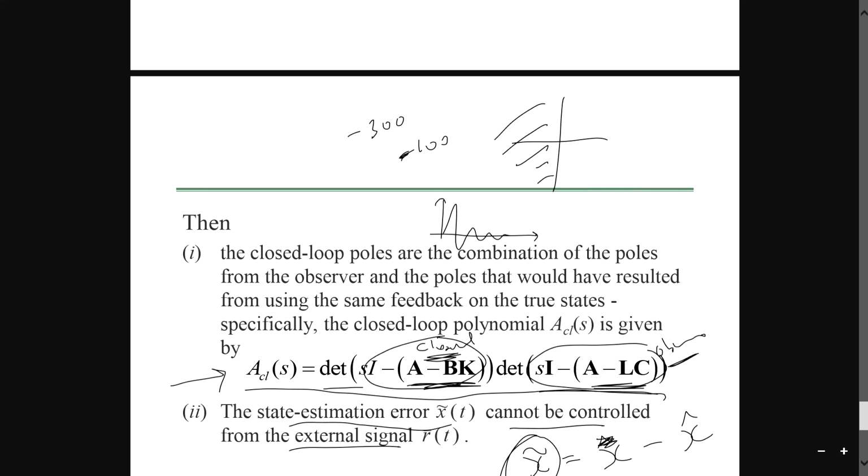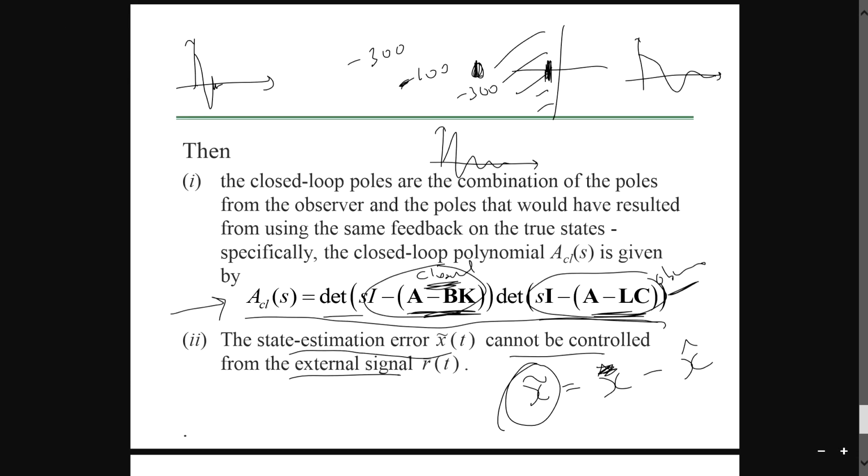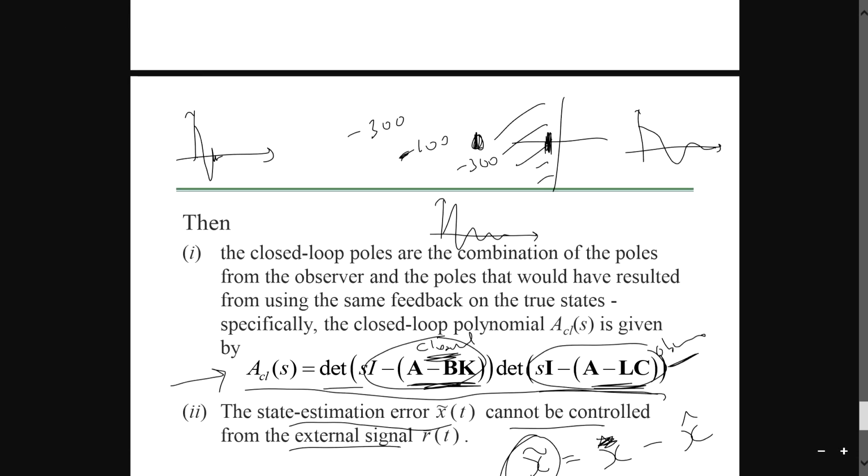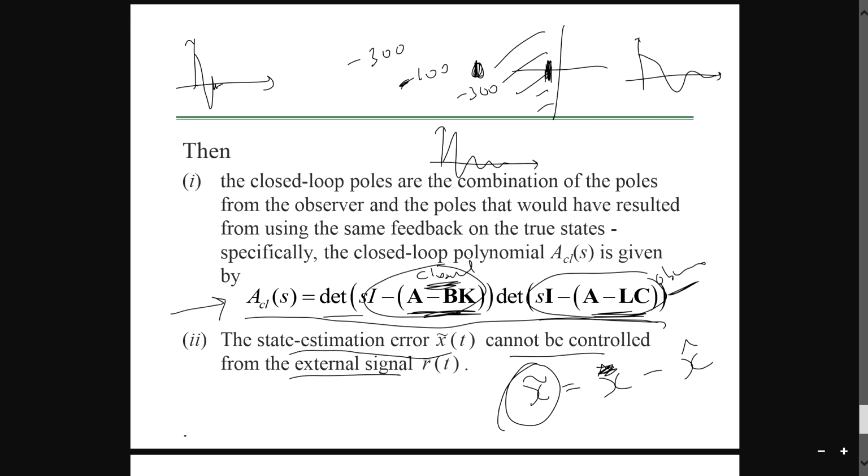Correct? And the larger the negative value you have, for example minus 300, the faster you're decaying. If you are somewhere near the origin, you're decaying slower. You see? So these are the things that you also want to consider when you're designing your controller. The poles themselves help you to determine that.